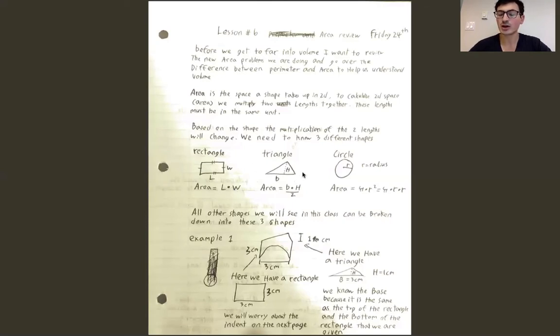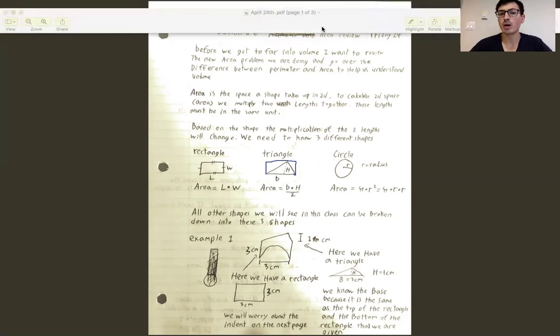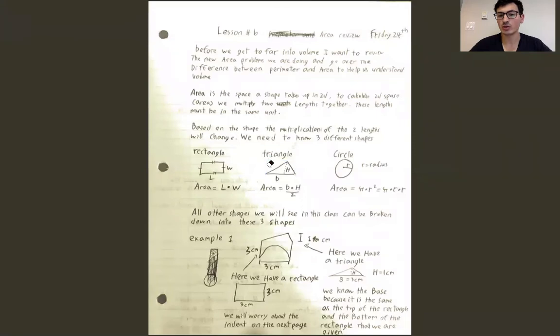The next shape is the triangle. A triangle is pretty much half the area of its rectangle. So if we were to take a rectangle that has a base the same as the length, and we were to fill it in, and it's going to have the width the same as the height, the area of this rectangle would be the base multiplied by the height. But because we're just doing a triangle, it's going to be half the area of that rectangle.